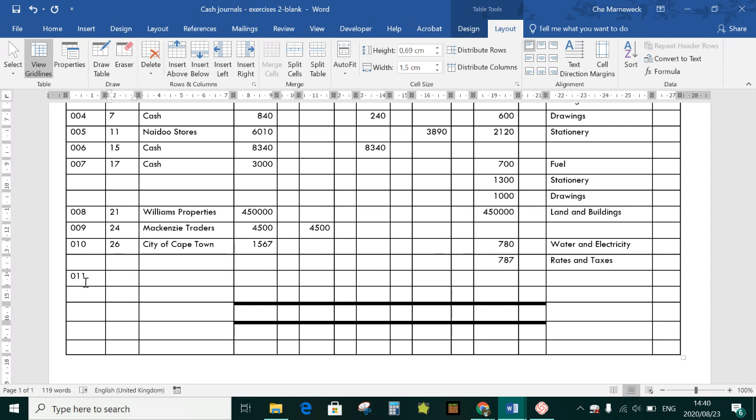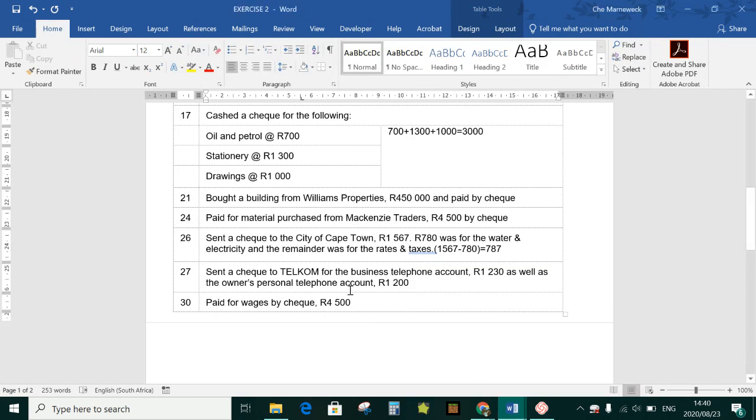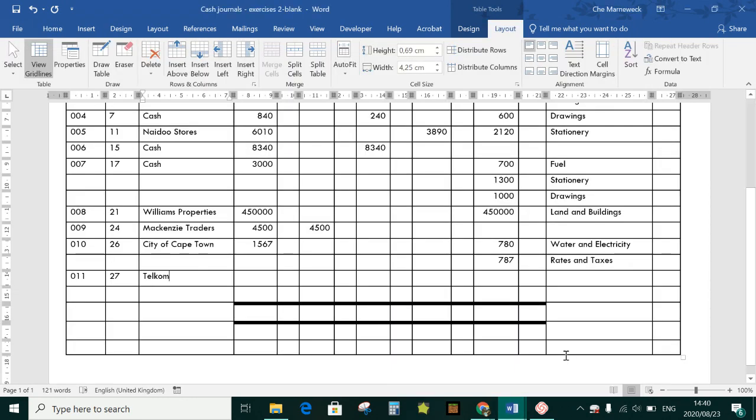011. On day 27, we are sending a check to Telkom. And we're giving two different things that we're going to be paying for. So if we have a look at our transaction, we're paying for the business telephone account as well as the owner's personal telephone account. So if we add them together, 1230 plus 1200, we'll get 2430. That is the total amount that we're going to be paying Telkom, 2430.